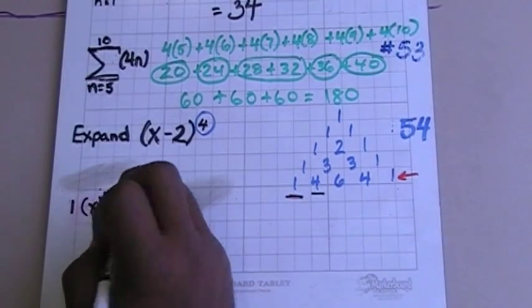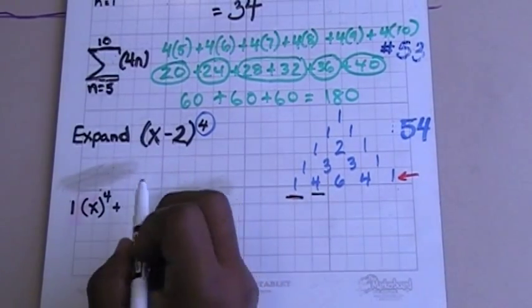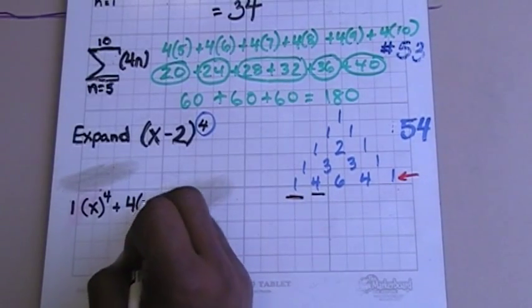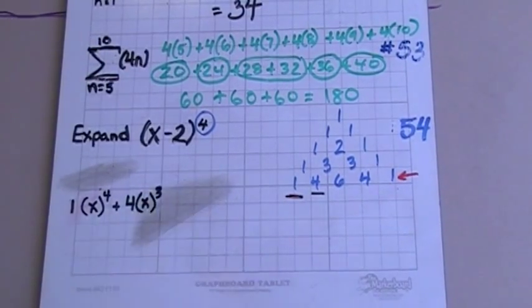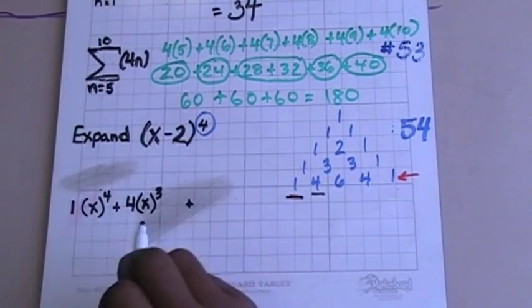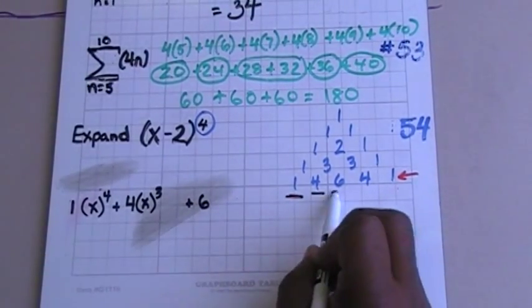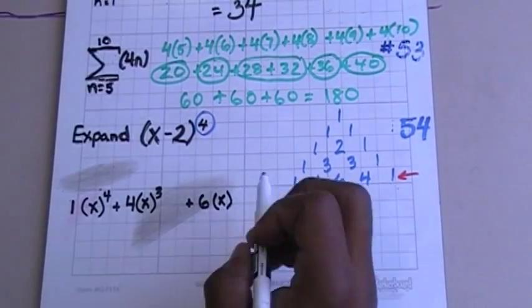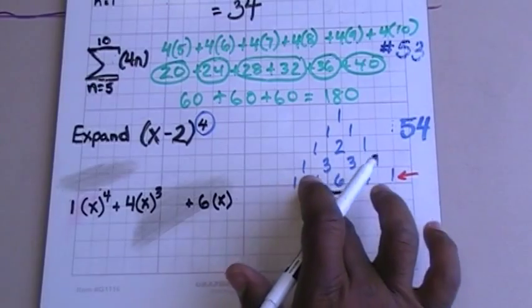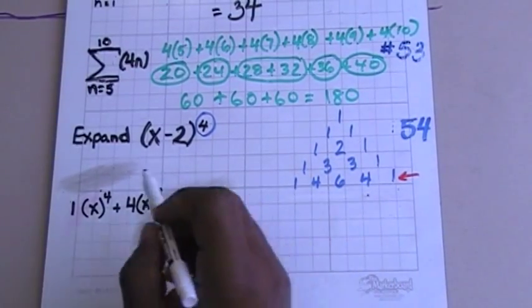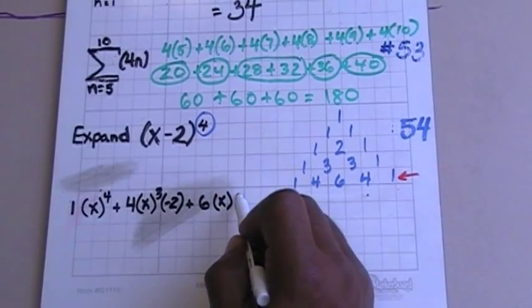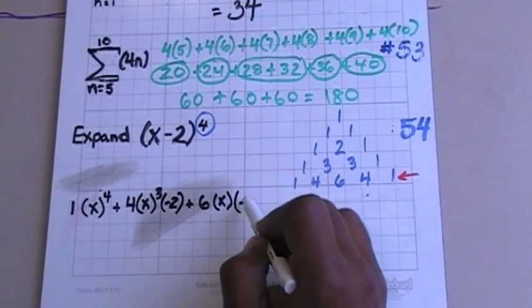I'm going to put a plus close for the first one, and I'll show you in a second why. All right, we're going to go 4x cubed. Just leave some space. 6x. All right, we're going to go, well, let's put the -2 here. Hold that space. Put the -2 here.